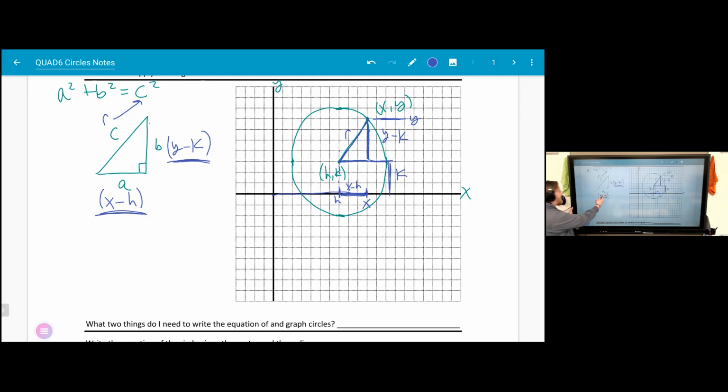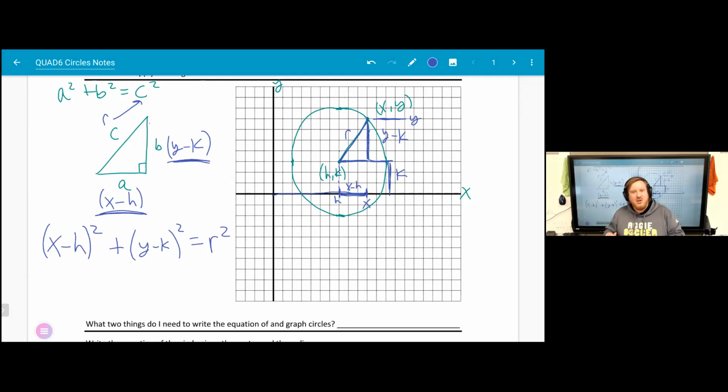And let's do that. So instead of A squared, I'm going to have x minus h squared. And then let's go with b, plus b. Well, b we called as y minus k squared. My c value, we're calling the radius, or r. This equals r squared. And so from right there, we just built circles, the equation of a circle from a triangle. See, I told you it would make sense and all work out. Told you it would all work out.